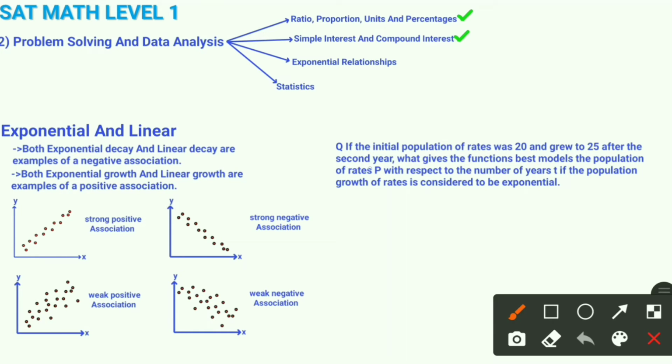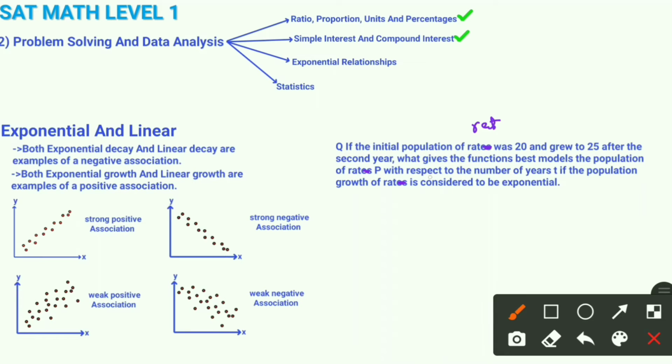Okay, so now we have a question. We have the equation. The question is: if the initial population of rat, it's not rate, it's RAT, rat means mouse, was 20 and grew to 25 after the second year, what function best models the population of rat p with respect to the number of years t, if the population growth of rat is considered to be exponential? So first of all, we need to find the rate.